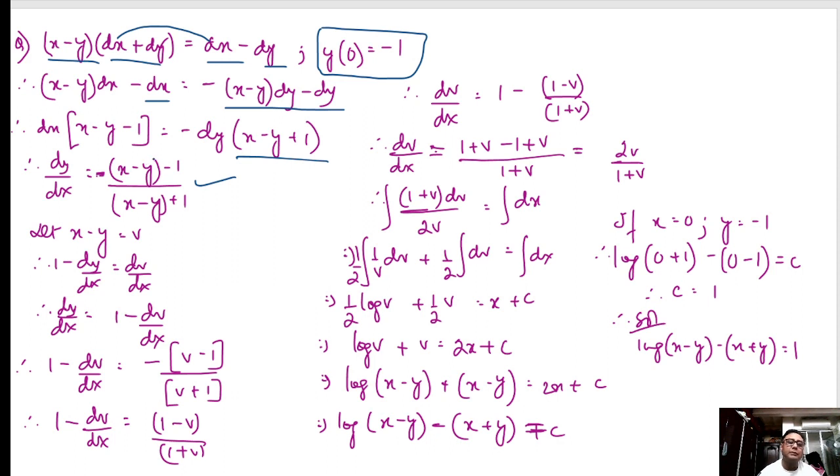So from here we see that we cannot separate x and y. We cannot separate all the y together and all the x together. So that is why we have to put x minus y equal to v, and then differentiate this. So replacing the value of dy by dx by this in this equation.